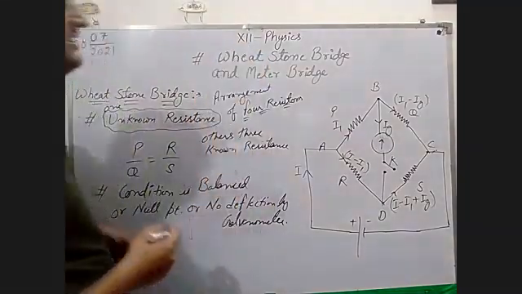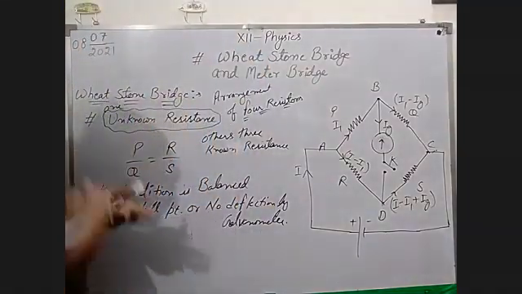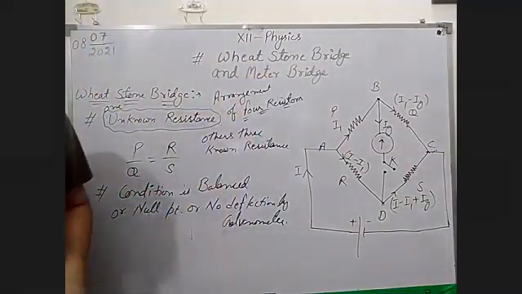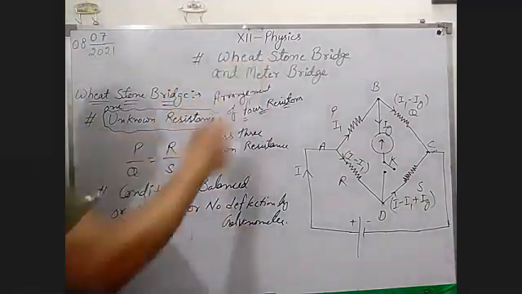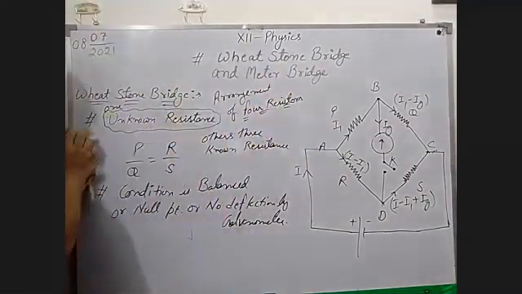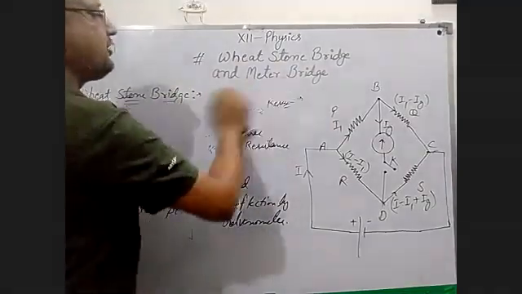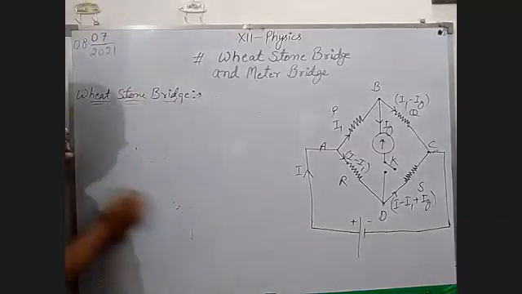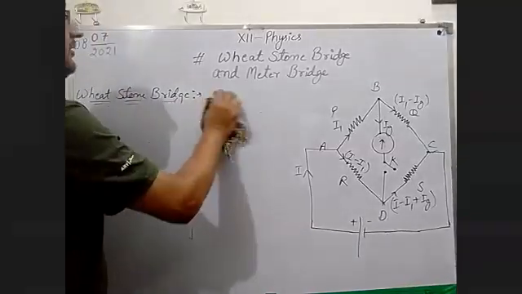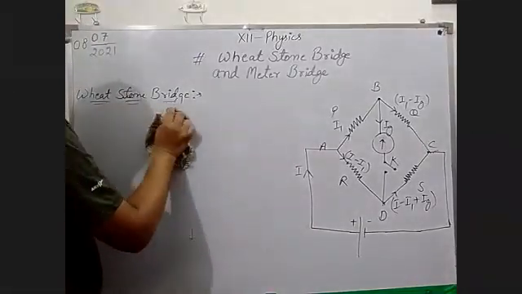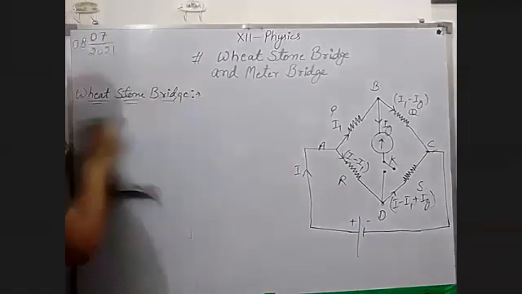Now, Wheatstone bridge has an application that is called meter bridge. First we have to prove the Wheatstone bridge formula. After that we will study about meter bridge. Now proof of P upon Q is equal to R upon S. You have to prove it now. In this you can use Kirchhoff's first law, second law, and you can prove P upon Q is equal to R upon S.